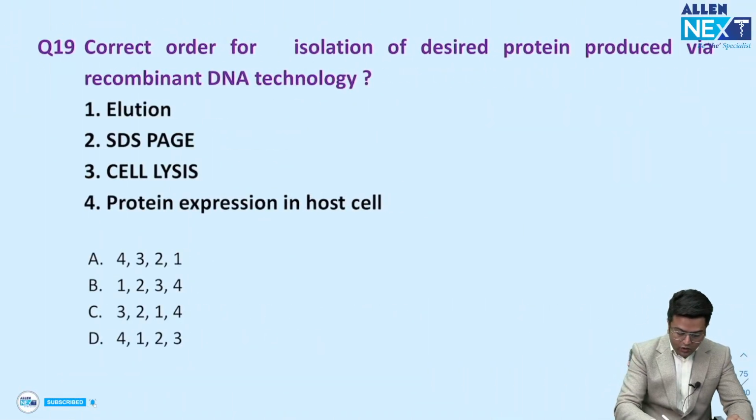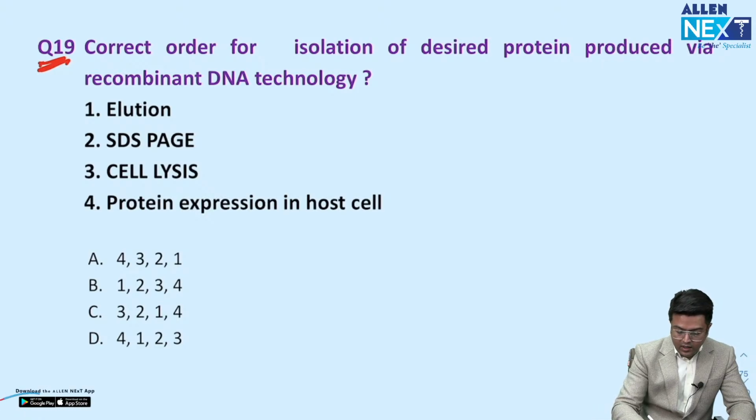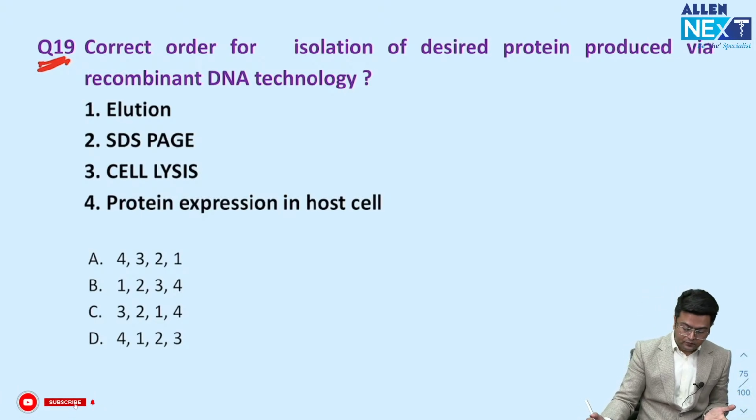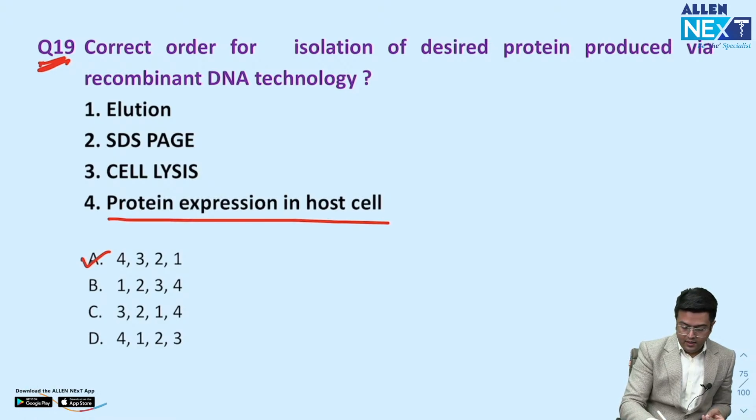Okay, so this was the MCQ, the INI-CET itself. What is the correct order of isolation of desired proteins via the recombinant DNA technology? What is the answer? Simple. His answer is A. Why? Because protein expression is done. Then I will break the cell. Then after breaking the cell, we will do the SDS page.